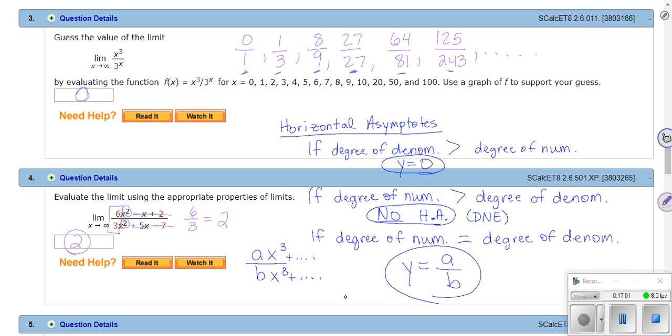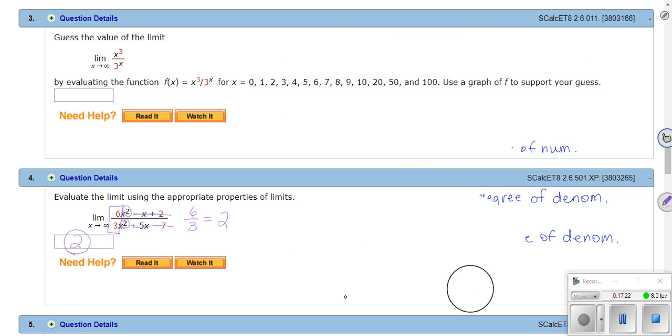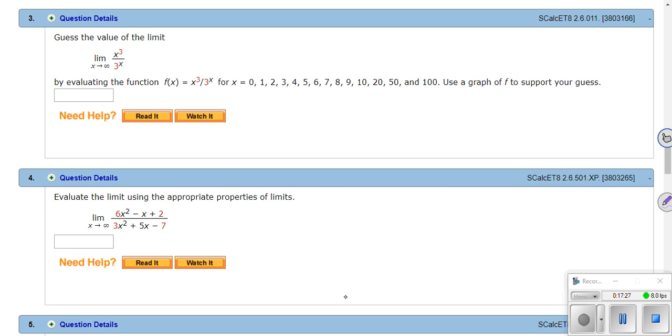I take the leading coefficient of the top over the leading coefficient of the bottom. None of the rest of the polynomial makes any difference. Okay, horizontal asymptote. I hope you guys got that down, because now I have to erase all of it to keep moving. All right, moving on.